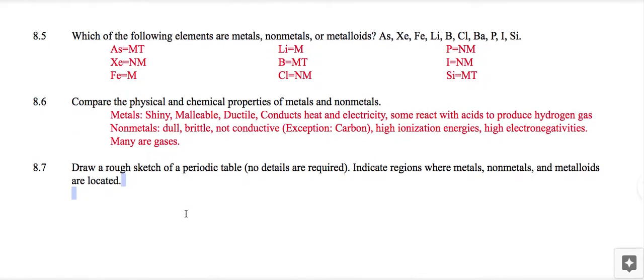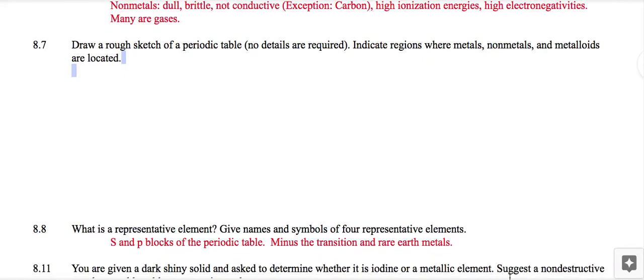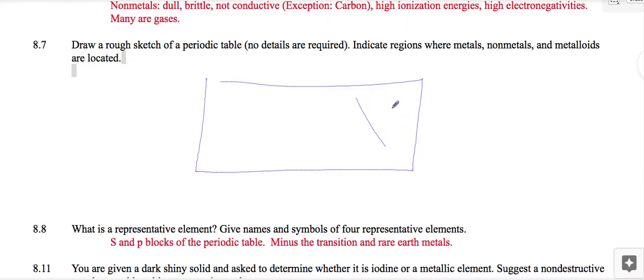Now, number 7, draw a sketch. You're going to like this sketch, guys. Here's my sketch. There's the periodic table. There's the diagonal. There's metals, there's metals, there's metalloids. There you go.